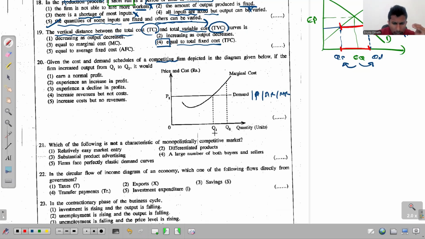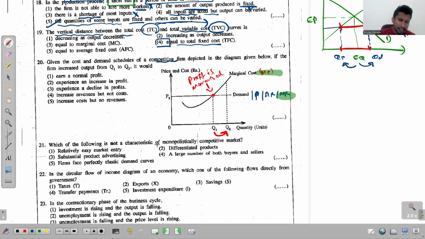They are going to increase the output from Q1 to Q2. So which means they are operating right now at this point. So what happens at this point? The MC is equal to MR. This is MC, right? That MC is equal to this MR. MC is equal to MR. And this is the point at which the firm's profit gets maximized. So let me write, profit is maximized here.